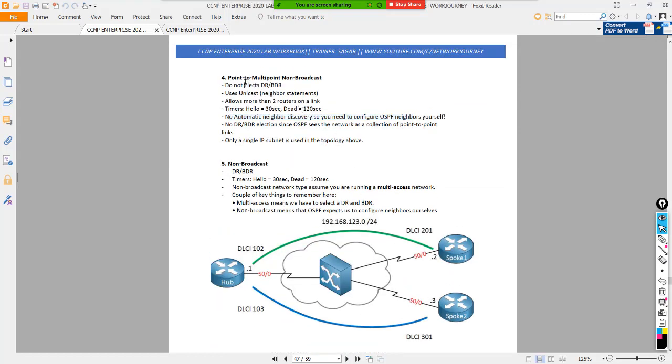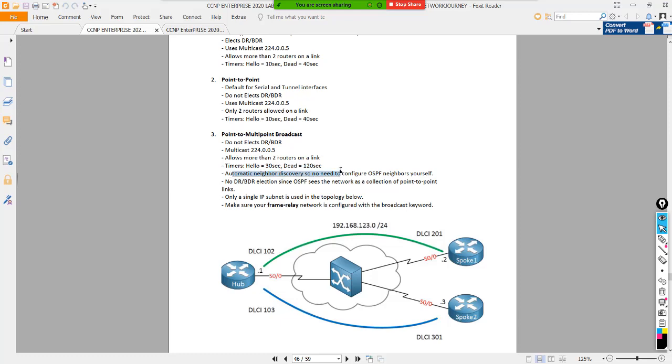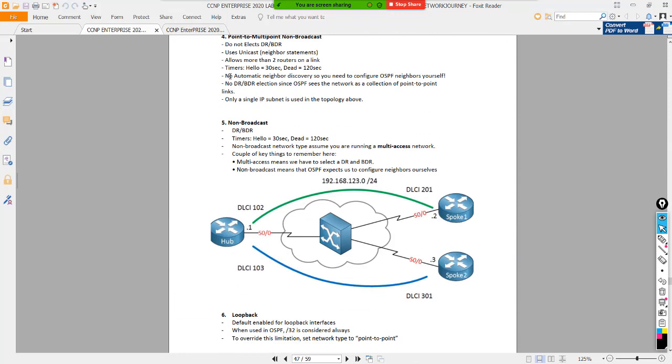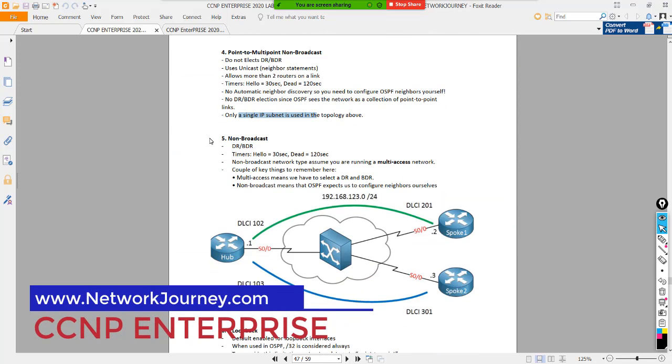Okay, what about point to point non-broadcast? They don't have DR BDR. They are going to send unicast packets. There can be more than two routers. Hello timers are 30 and 120. There is no automatic discovery. In the previous scenario there was automatic discovery, but over here there is none. And as you know, there is no DR and BDR because they still see the network as point to point. They are going to be a single subnet only, similar to this, single subnet, three routers. And no automatic discovery, we need to manually define the neighbors.